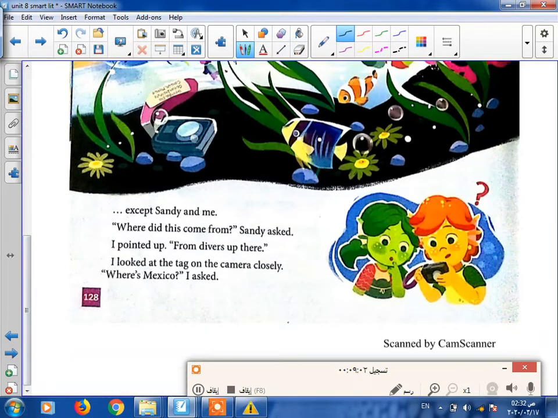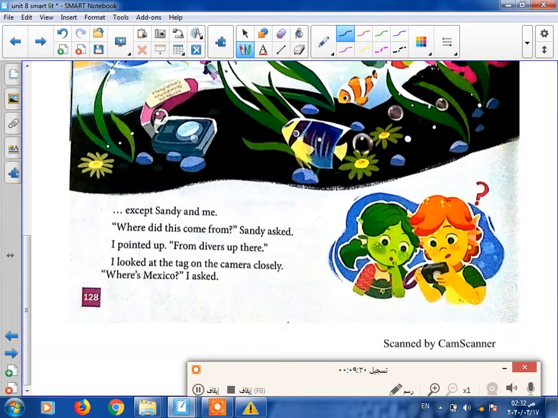Except Sandy and me. Where did this come from? Sandy asked. I pointed up to the divers up there. I looked at the tag on the camera closely. Where is Mexico? I asked.